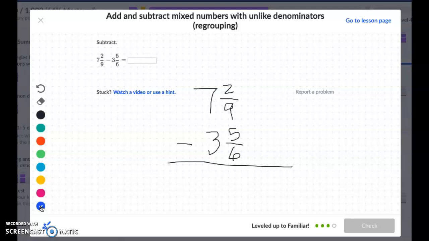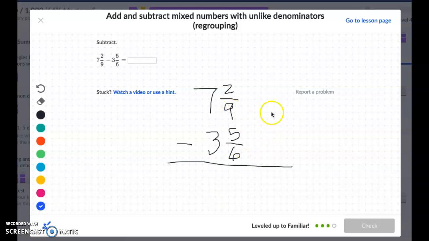Okay, if you're great at your multiplication facts, you might notice that you can use 18 because 6 times 3 is 18 and 9 times 2 is 18. So 18 would be an excellent choice. However, sometimes kiddos are not great at their multiplication facts, or sometimes it's just easier to remember that you can multiply your two denominators together to get the common denominator. So in this case, I'm going to do that.